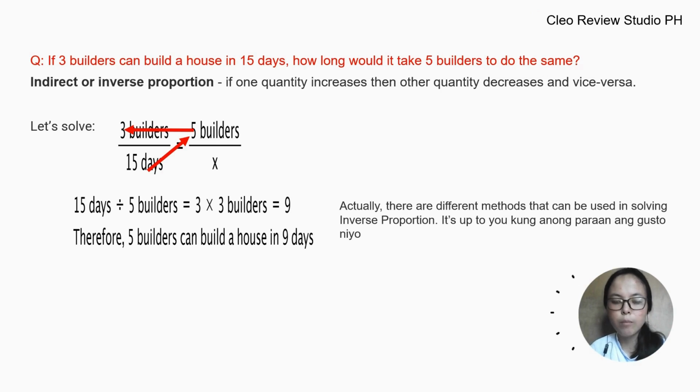We know that the more workers on a job, it would reduce the time to complete the job. Pag maraming workers, mas madaling matapos ang trabaho. So, this question is an example of indirect proportion. There are different methods to solve this. Merong cross multiplication or the ratio rotation ni Ma'am Laika. Search nyo na lang. Anyway, here's my solution.